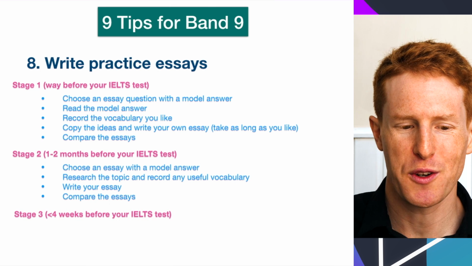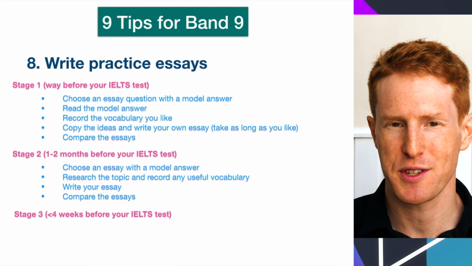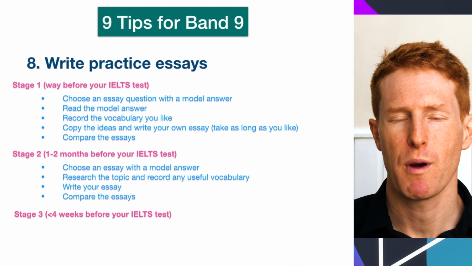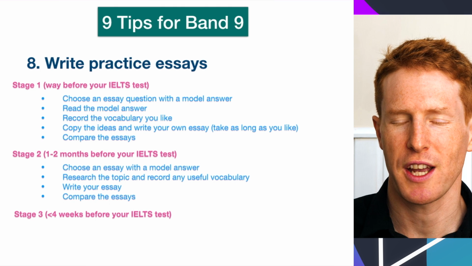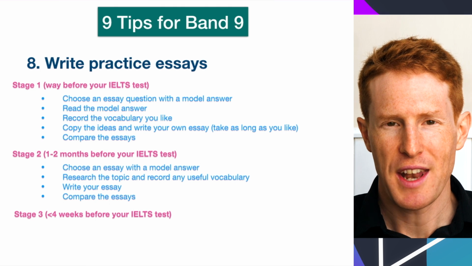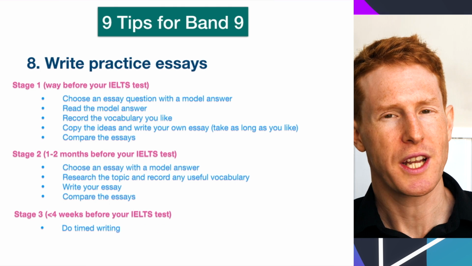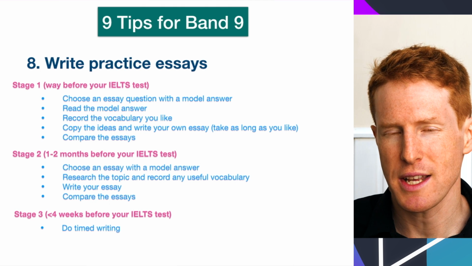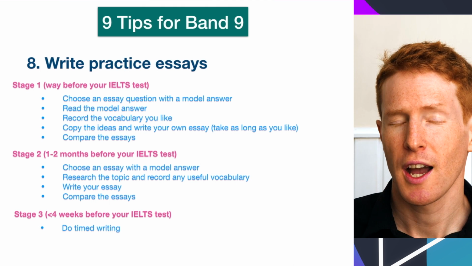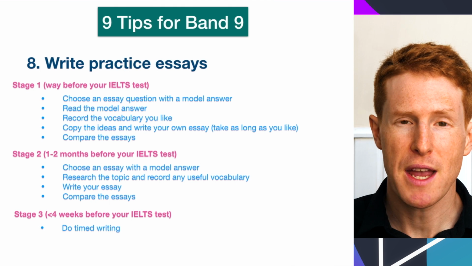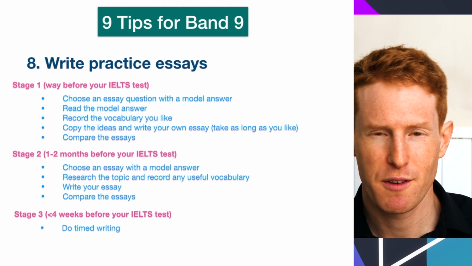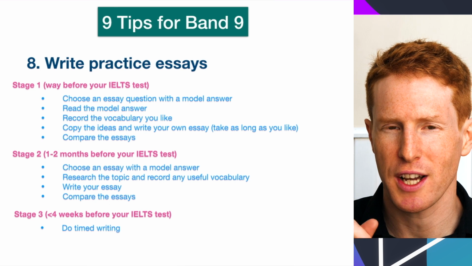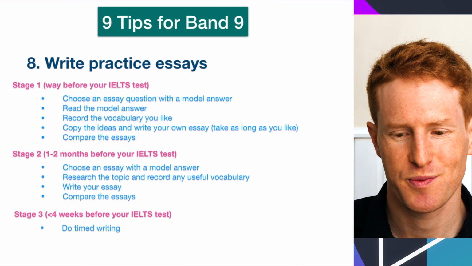Now, in stage 3, you're going to be even harsher with yourself because your exam is coming up. So this is what we would be doing when we've got less than 4 weeks before the IELTS test. Now we're going to be focusing on doing timed writing. So we're going to be trying to finish task 2 essays in 40 minutes, ideally 35 minutes, and maybe even 30 minutes with 5 minutes to check over our writing. Remember, it's always a good idea to check our writing.